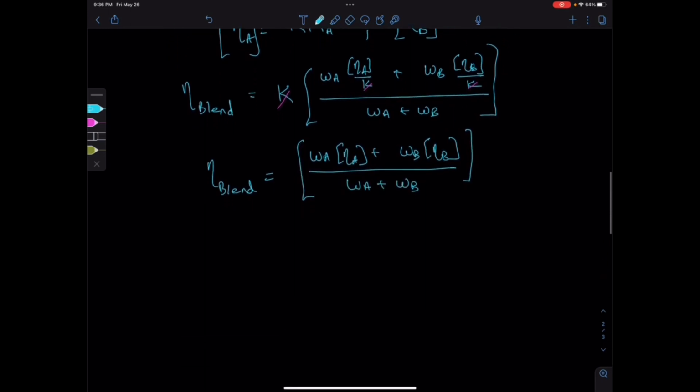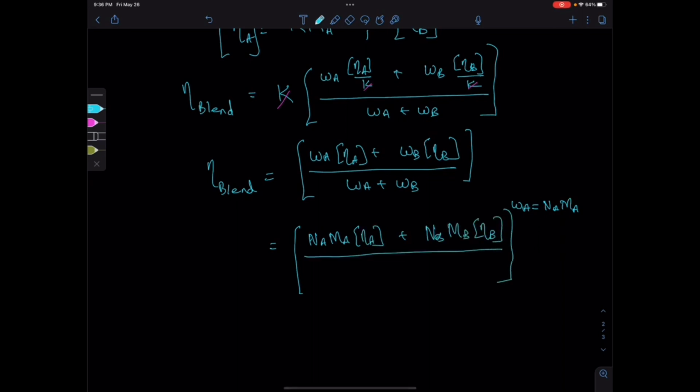So Wa was equal to Na times the molecular weight of A. So we can substitute that: Na Ma eta A plus Nb Mb eta B over Na Ma plus Nb Mb.